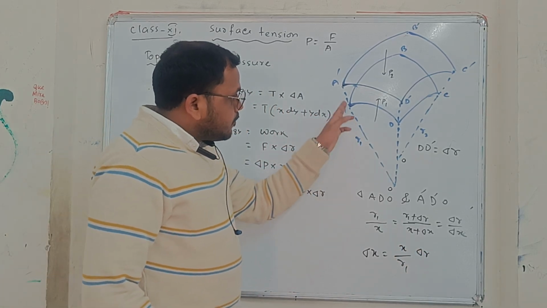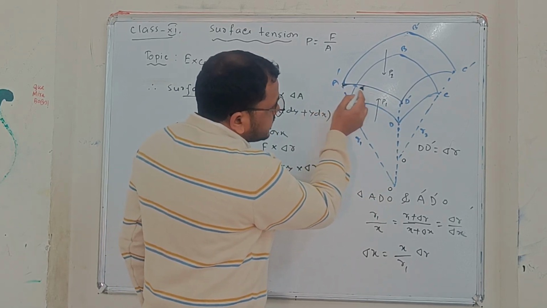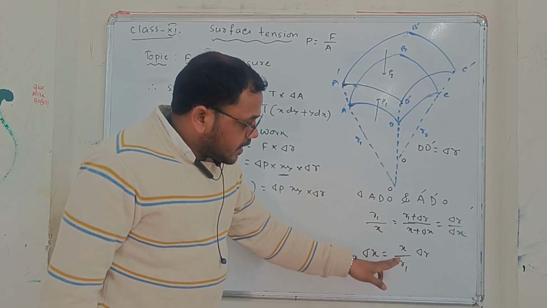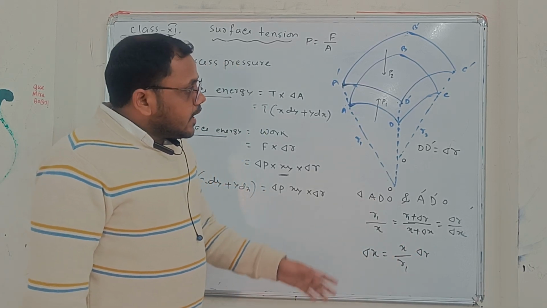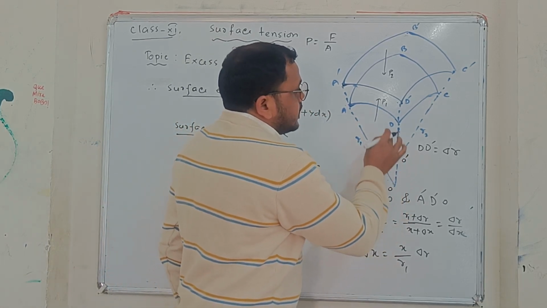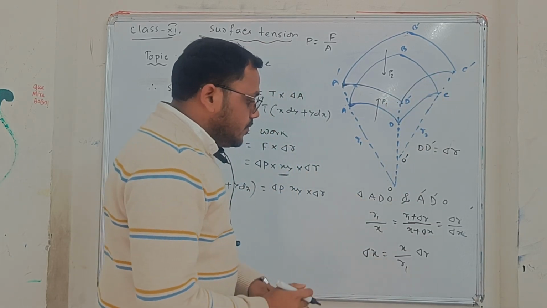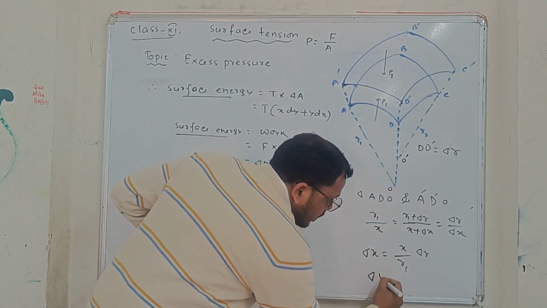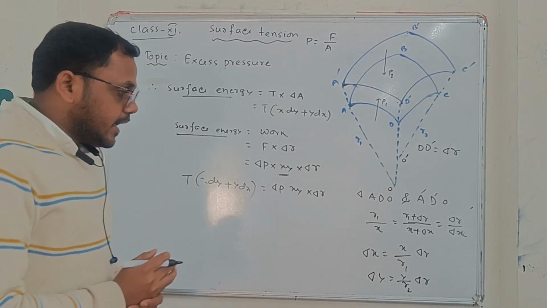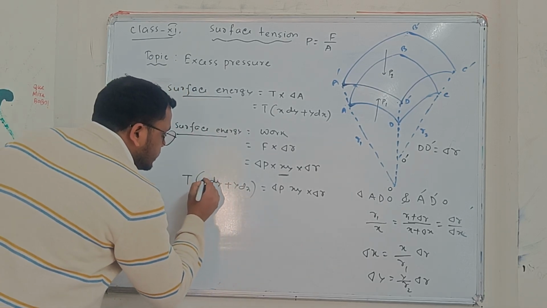So from the triangle ADO and the triangle A'D'O, we can write del x equals x divided by r1 into del r. And in another triangle, the triangle O'DC and the triangle O'D'C', from this triangle we can find del y, which is y divided by r2 into del r. Now I will put these values of del x and del y.